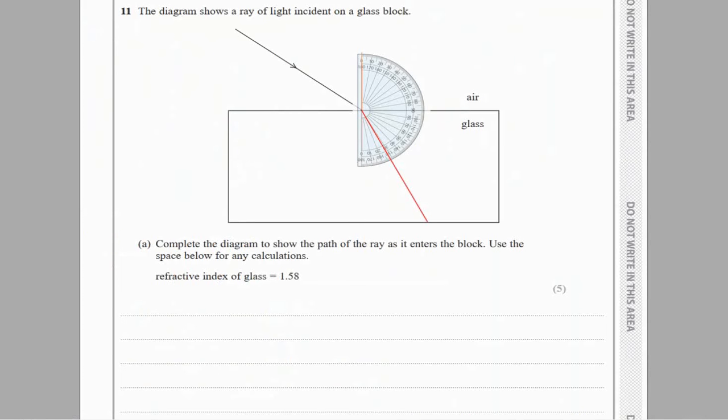Question 11 says, the diagram shows a ray of light incident on a glass block. Complete the diagram to show the path of the ray as it enters the block. Use the space below for any calculations. So what's given in the question? The refractive index is given. The very first thing you have to do is measure this angle of incidence. First draw the normal, of course, then measure this angle of incidence with a protractor.